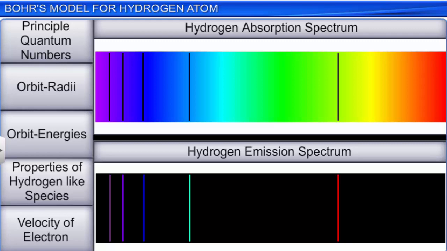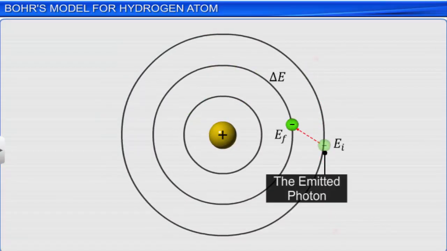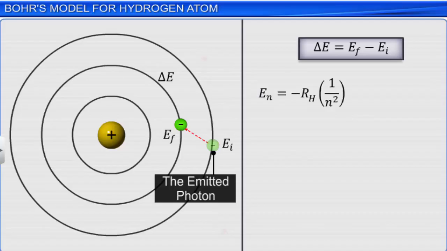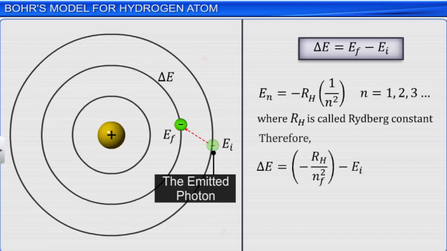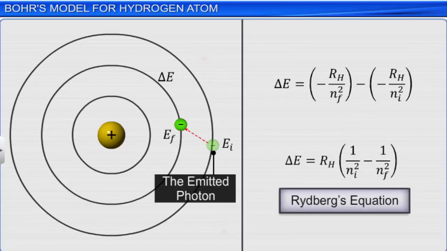Let's see how. According to the second postulate of Bohr's model, the energy gap between the two orbits is given by the equation ΔE = E_final − E_initial. Since the energy of a stationary state is given by the equation E_n = −R_H × 1/n², we can substitute E_final in the energy change equation by −R_H/n_final² and E_initial by −R_H/n_initial² to get an equation similar to the expression used by Rydberg.